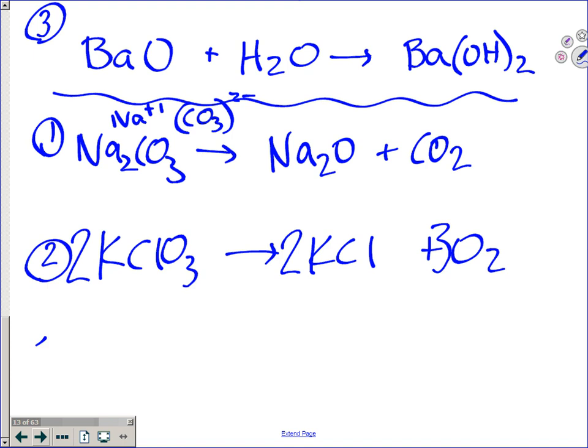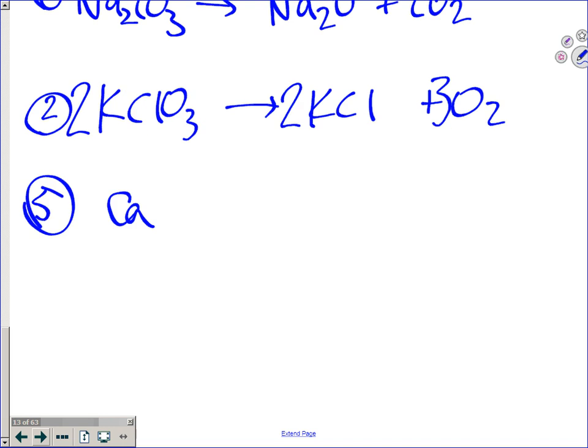Let's do calcium hydroxide, which is number 5. What's the formula for calcium hydroxide? Ca(OH)2. Okay, think back to synthesis. Think back to synthesis. What made metal hydroxides? What made them? A metal oxide. It was metal what? Metal oxide.